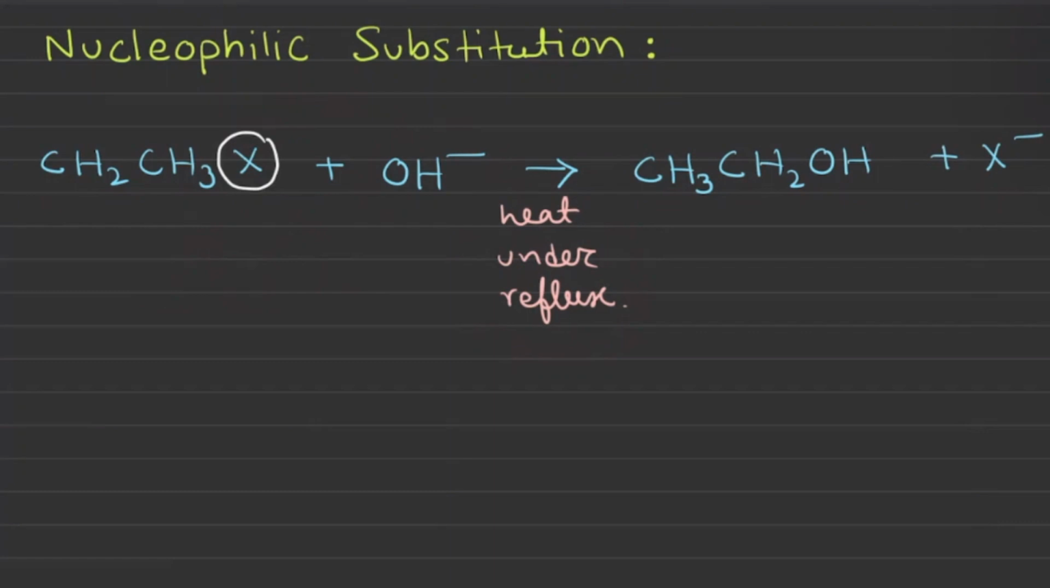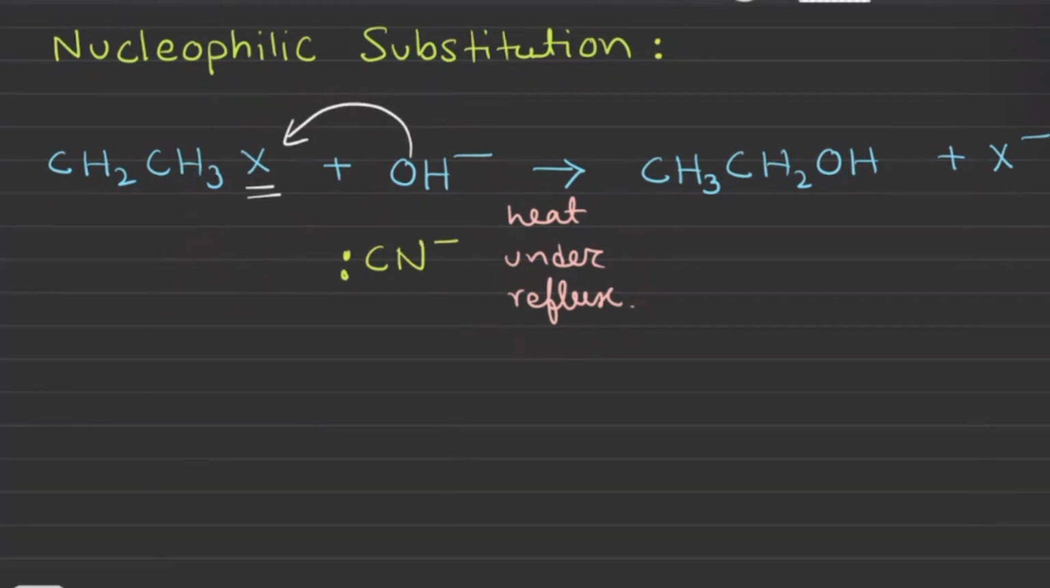In nucleophilic substitution, the halogen atom of the halogenalkane gets substituted by a nucleophile, for example by a hydroxide, or it can be by another nucleophile, for example by cyanide. So this is the overall reaction of nucleophilic substitution.